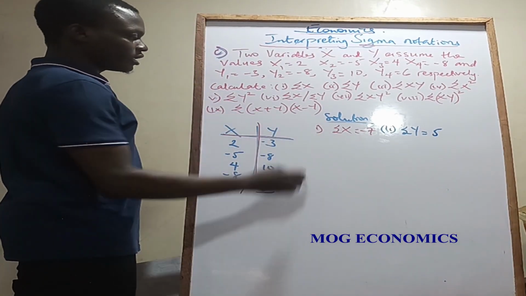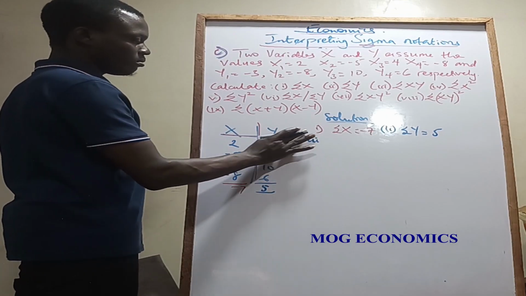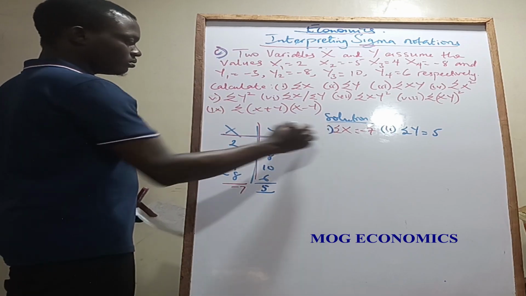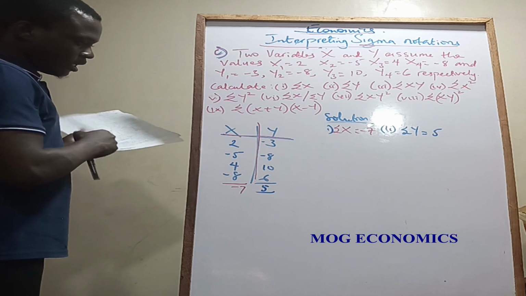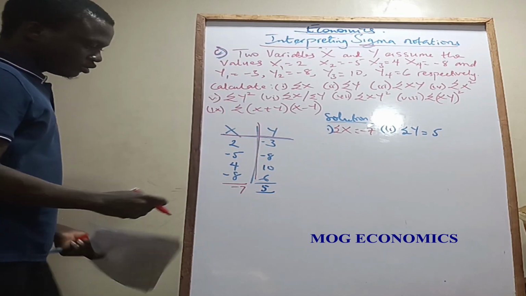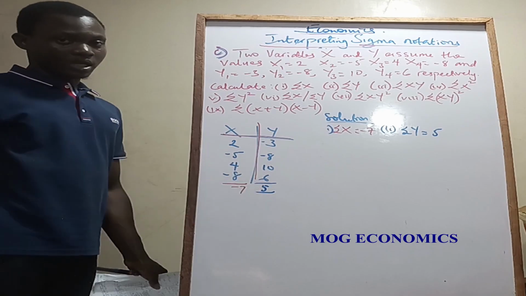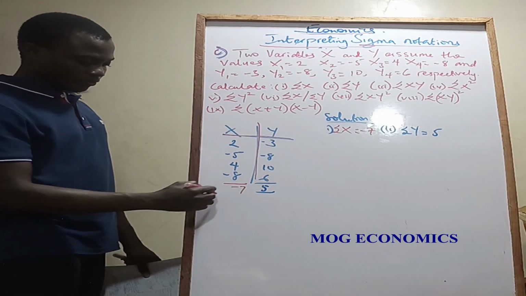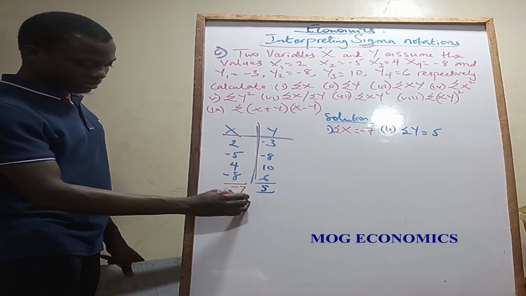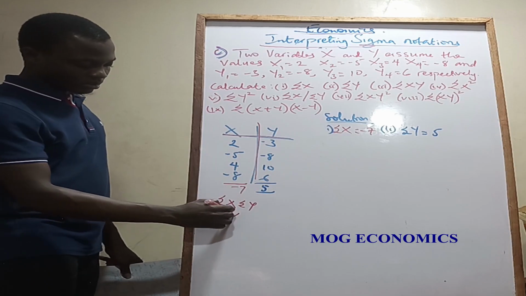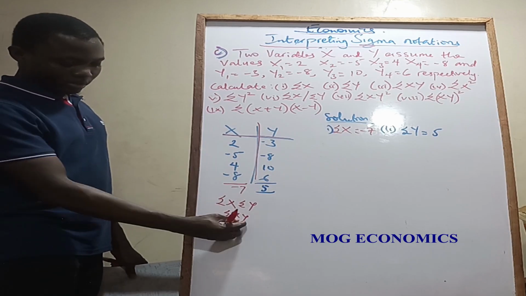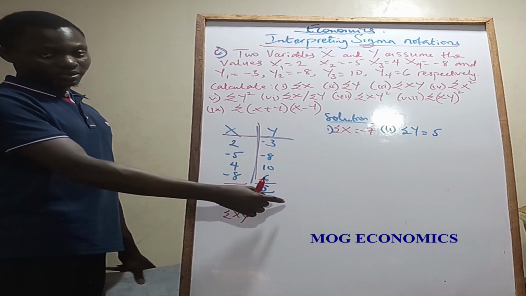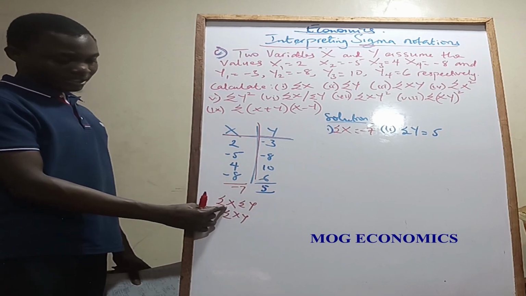Now the next one says sum of xy. Now it doesn't mean you just do minus 7 times 5 and get minus 35. Because if you do that, that will be sum of x times sum of y. Sum of x times sum of y is not the same as sum of xy. So sum of xy is saying first find xy and then sum it. Are you following?